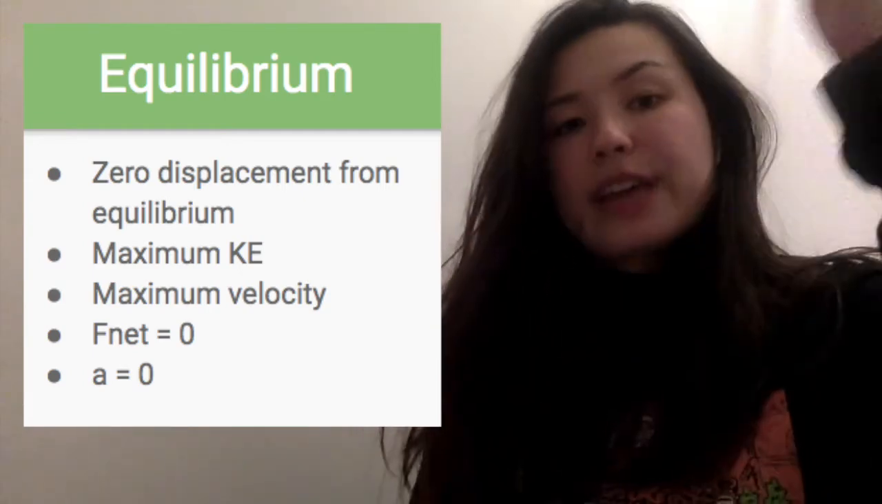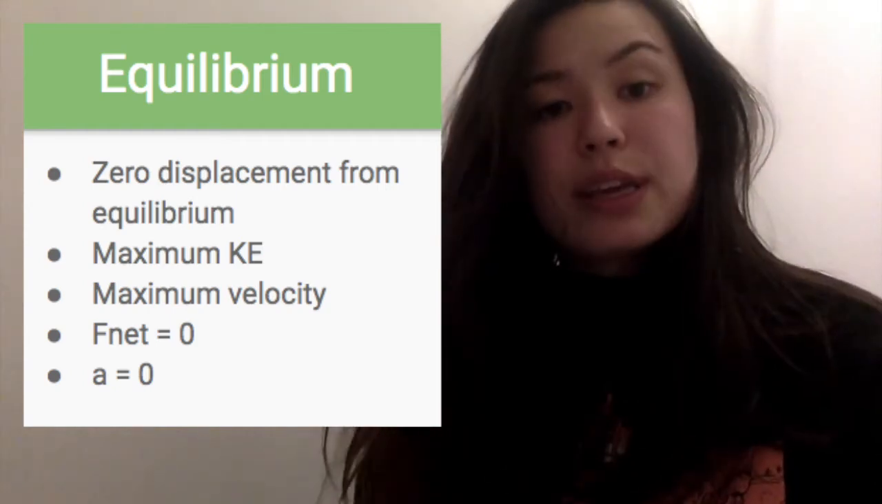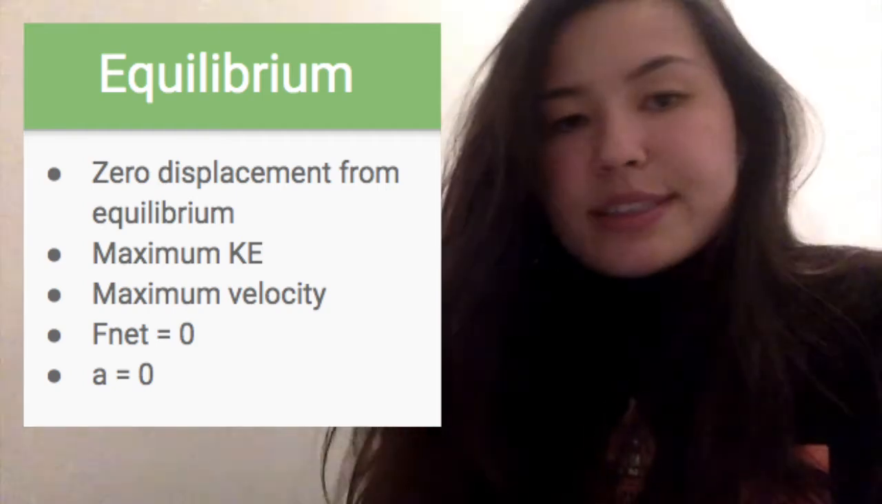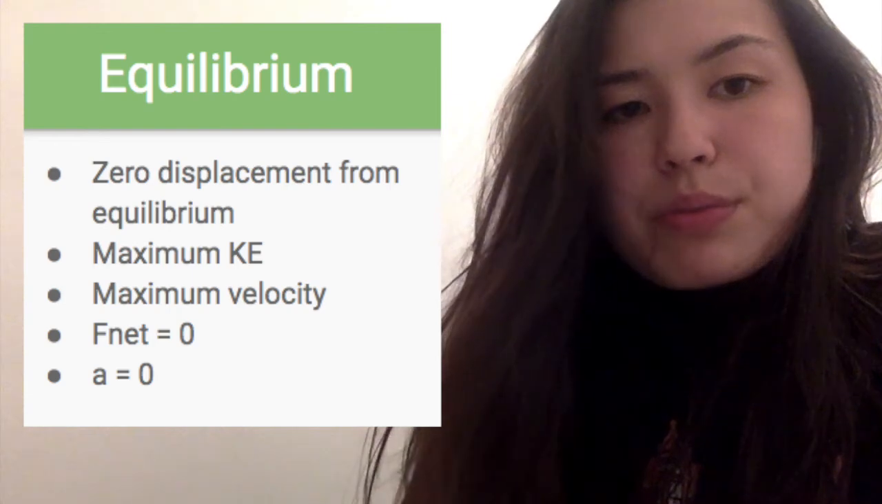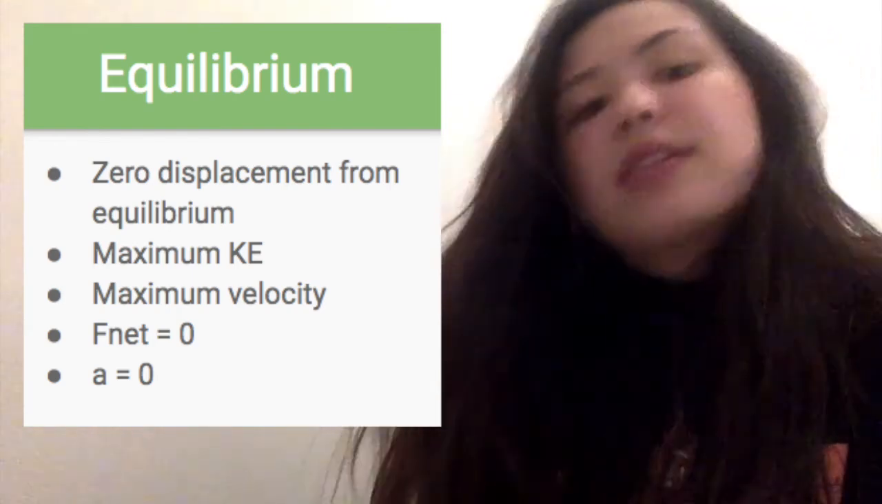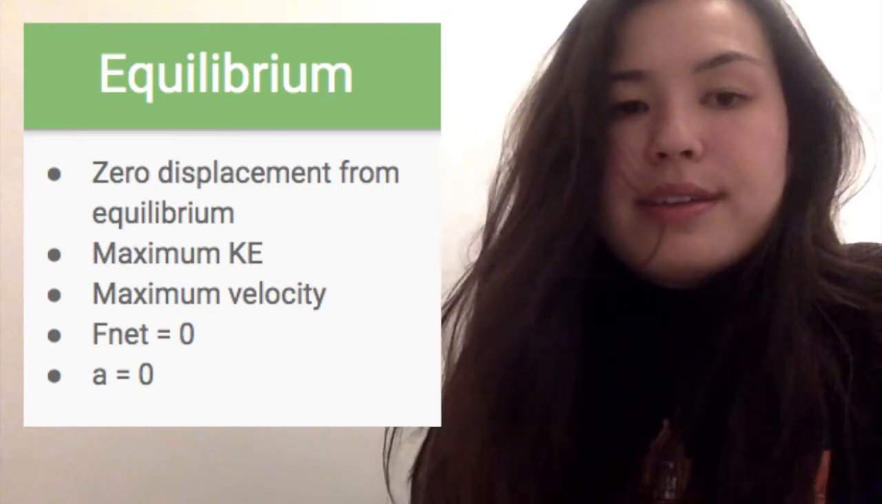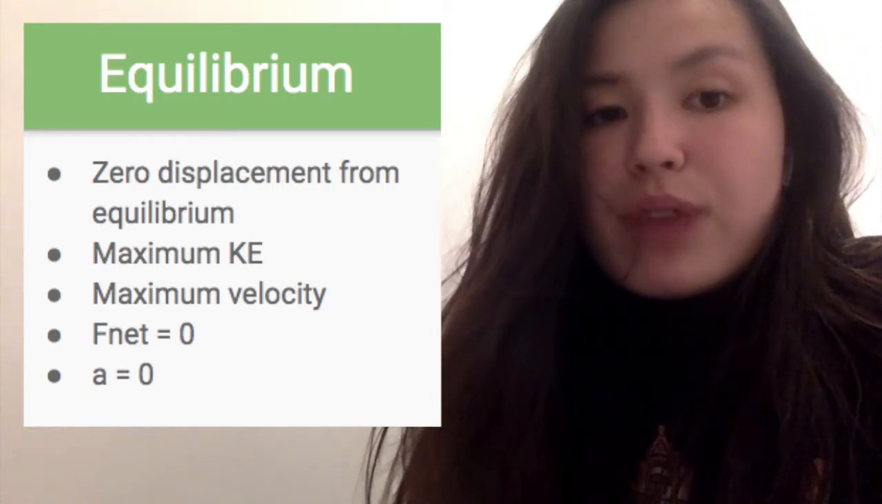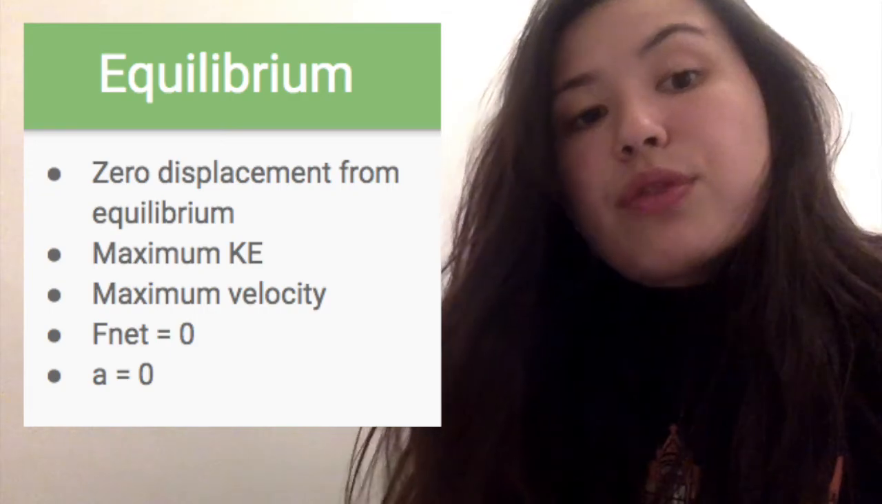Now we have all KE and we have 0 PE. And this is also the point where we have our maximum velocity, which makes sense given that we have our maximum KE. We also have no net force at equilibrium and therefore no acceleration.